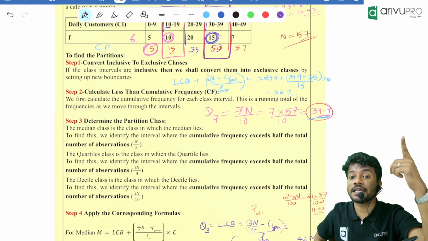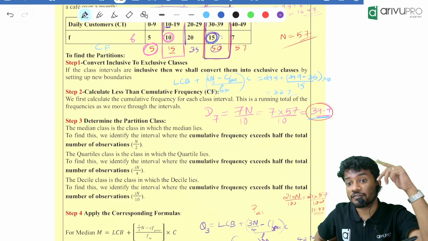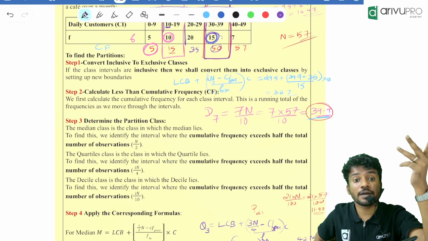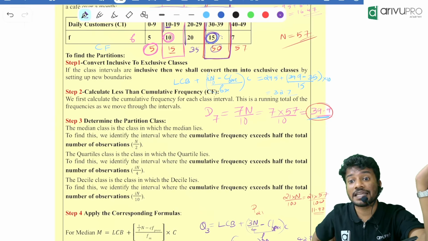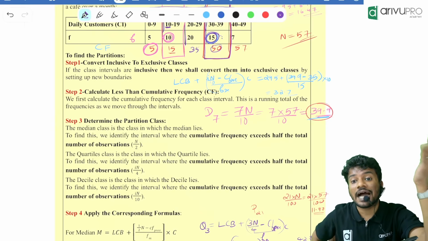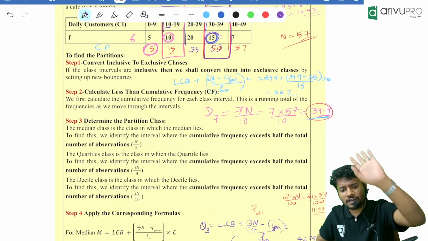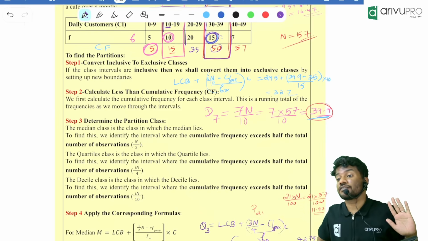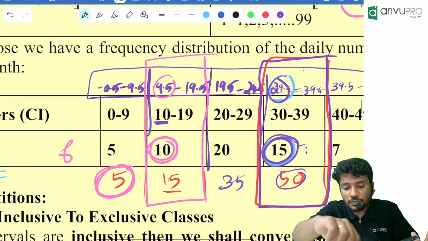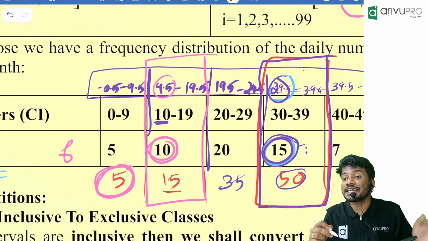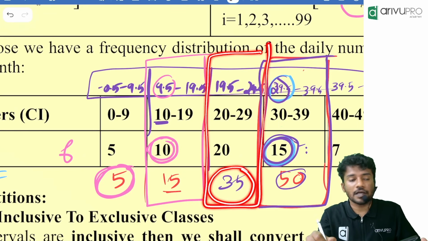Then next, if you are finding the median, you will find n by 2. If you are finding a quartile, you will find n by 4. If you are finding a decile, n by 10. If you are finding a percentile, n by 100. After that, you will get some value, for example 23.5. So how to choose the partition class? The partition class is the one whose cumulative frequency is greater than that value, that is 35. So this will be the partition class.